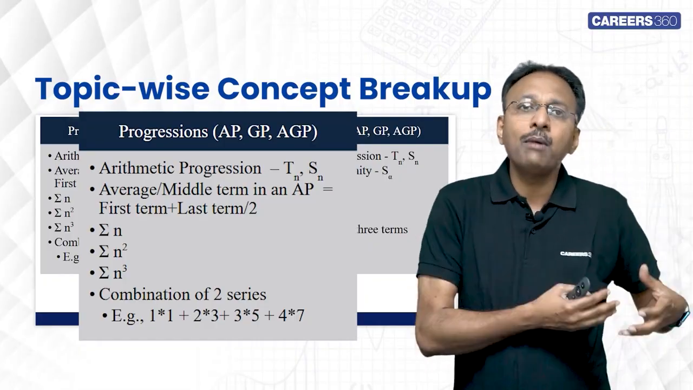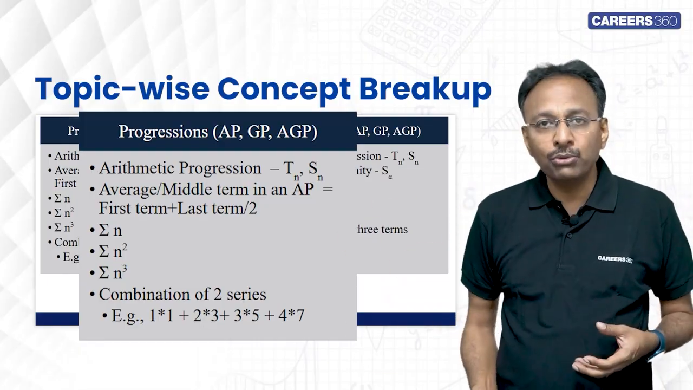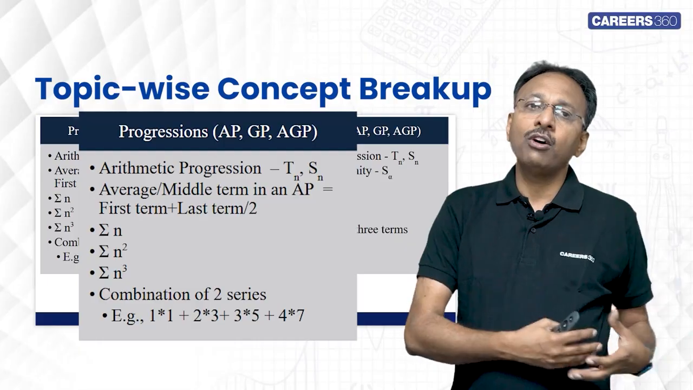For example, what is sigma of all natural numbers? Sigma n, n into n plus 1 by 2. Or sigma of n square or sigma of n cube.